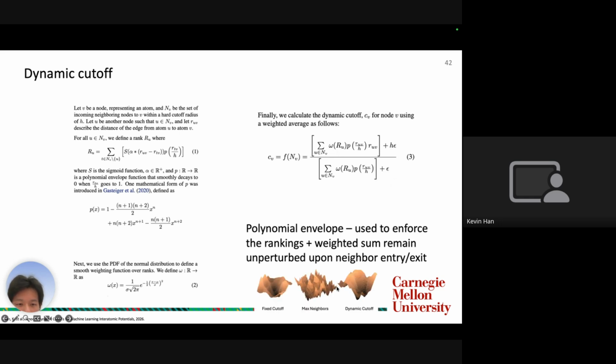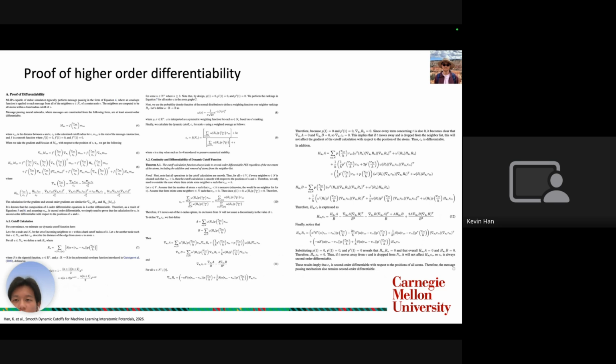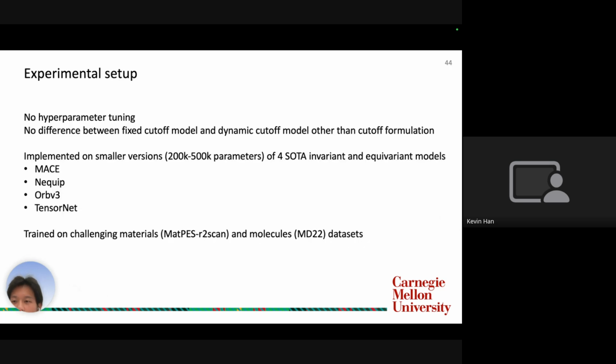All right, and if we look at some of the qualitative results, this is the same exact setup. We find the dynamic cutoff, and qualitatively the energy surface looks quite good and quite smooth. We have a proof of higher order differentiability in the paper. I got a lot of help from the undergrad, Holland, so kudos to him. I'll skip this for now, and in terms of experimental results, one thing I would like to highlight.